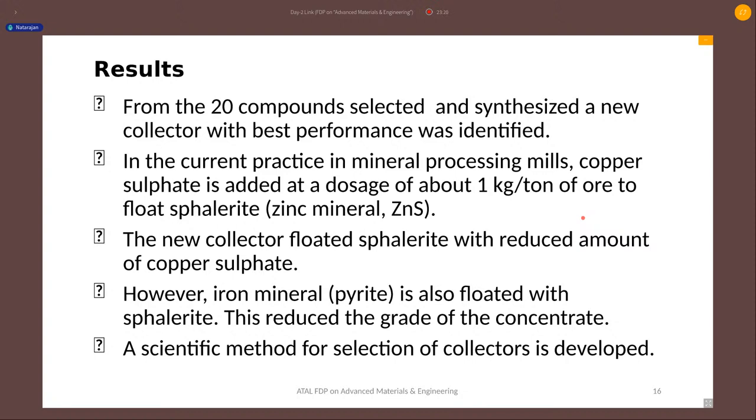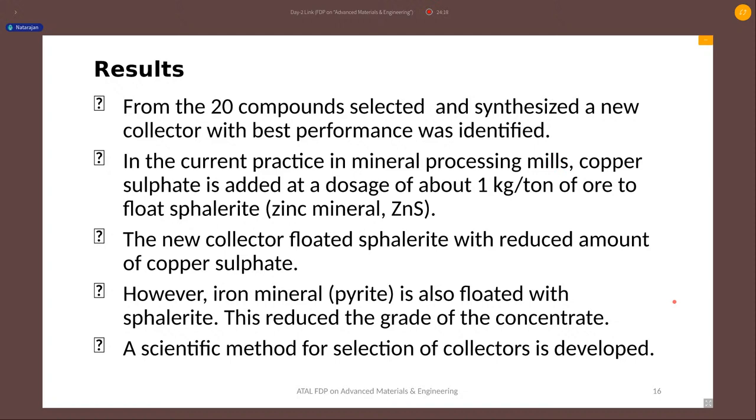A very interesting fact. But these new collectors also float the iron mineral pyrite along with sphalerite. Every 1% of pyrite that comes into the float concentrate reduces the price of the concentrate by $1 per ton, which is a very detrimental effect. So we don't want pyrite in the float concentrate. Therefore, we wanted to go back and redo the selection, since these collectors float pyrite along with sphalerite. The satisfying fact is that the molecular-based selection of collectors is very encouraging, and we are able to develop a new scientific method.